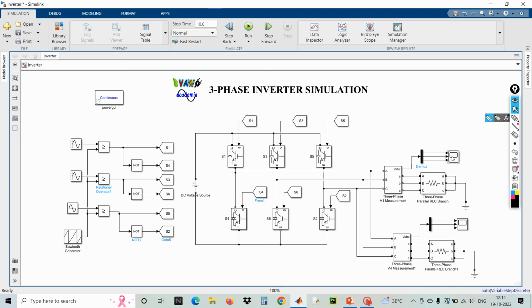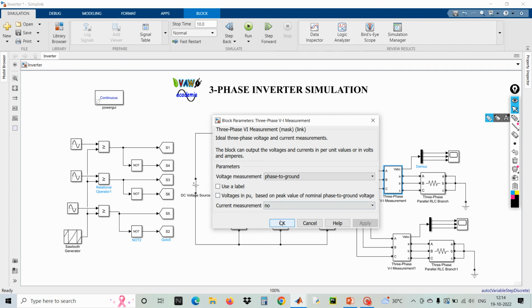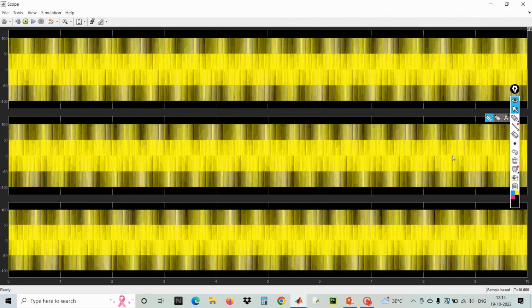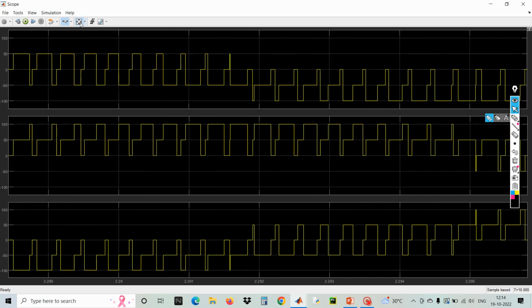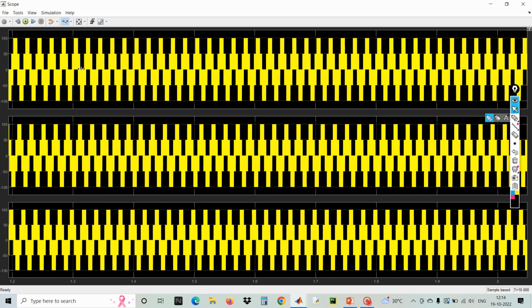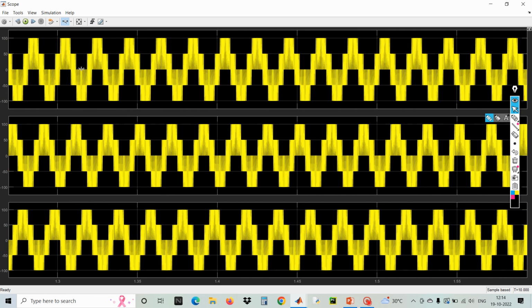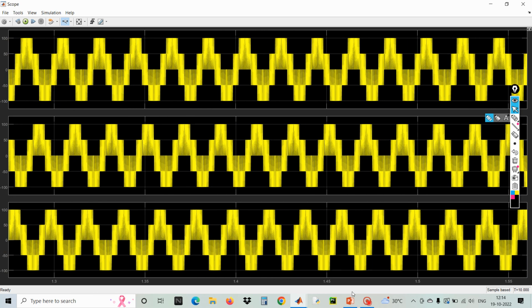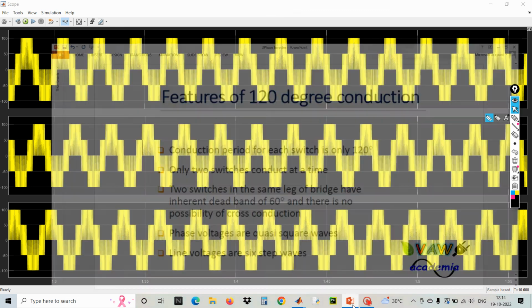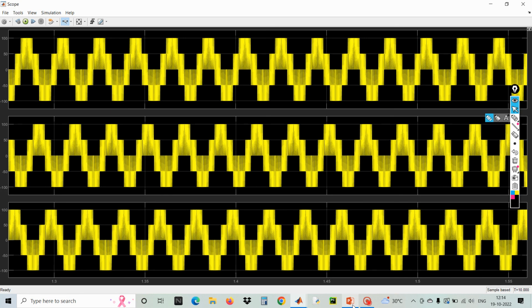So now I'm going to check first. This one is the phase voltage. Double click on it and expand it. This will give you the phase voltages. Accordingly, phase A, phase B, phase C, all the three phase voltages are given here. So this is nothing but the quasi square wave phase voltages.